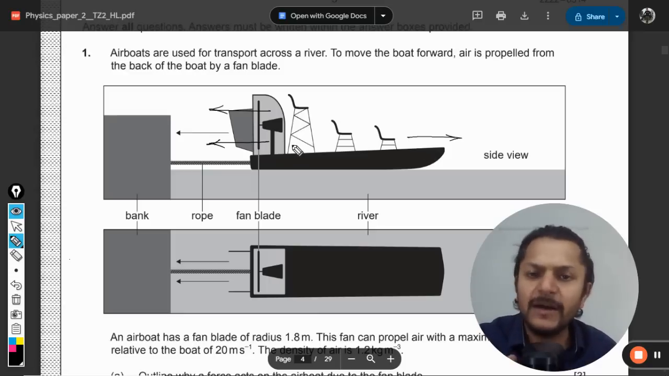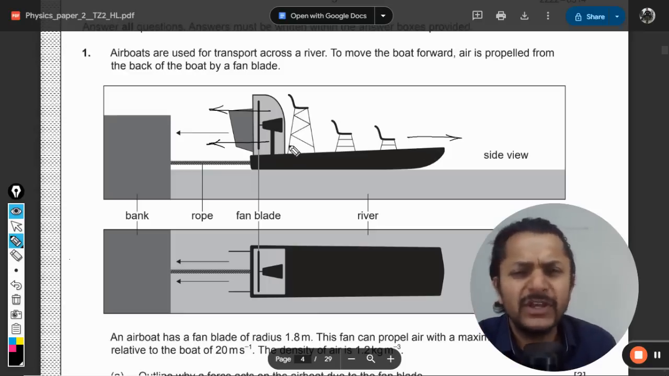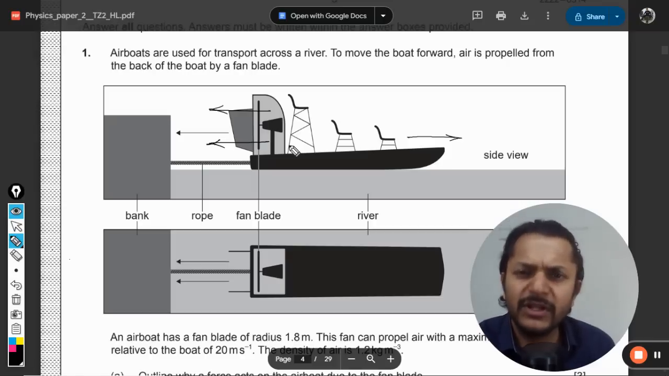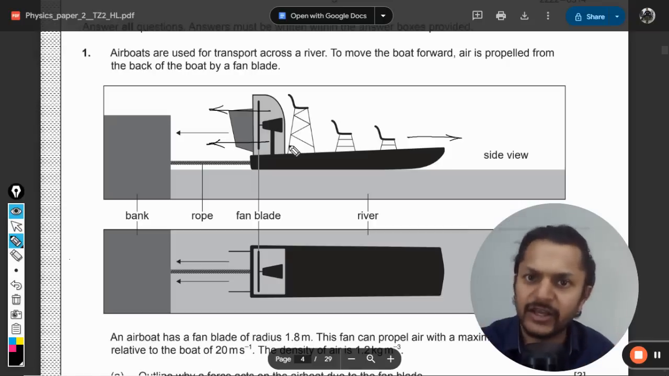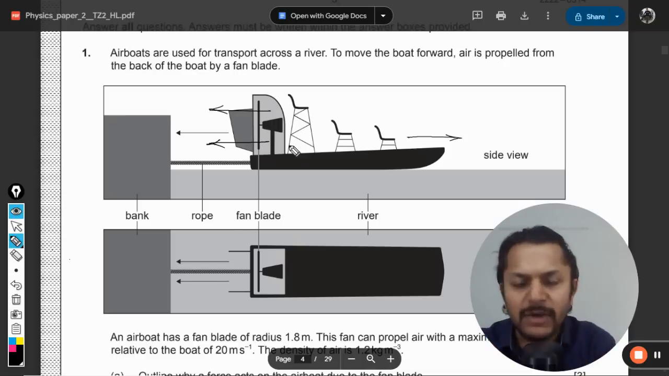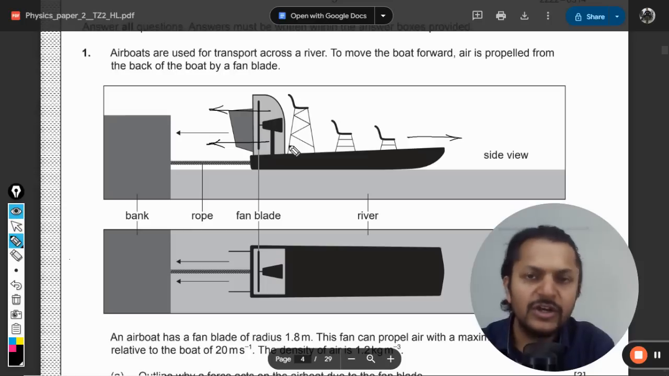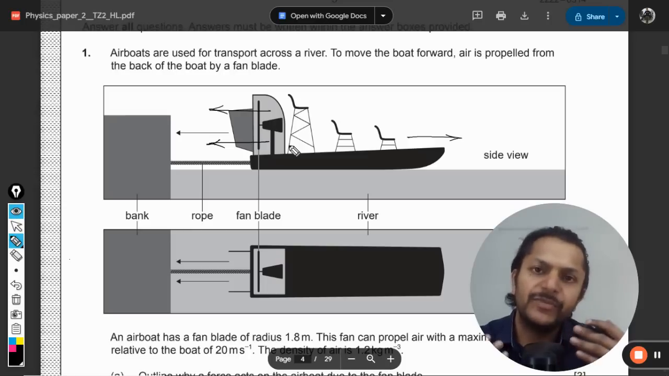We can call it the reaction principle, or you can even call it the rocket principle. It's actually the same thing. There is a mass flow rate in the backward direction towards the left hand side, which creates a reaction force.